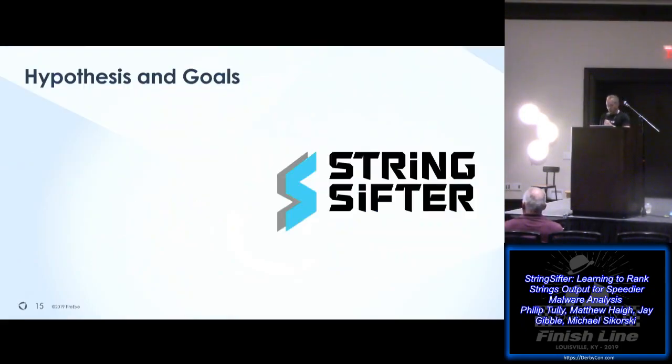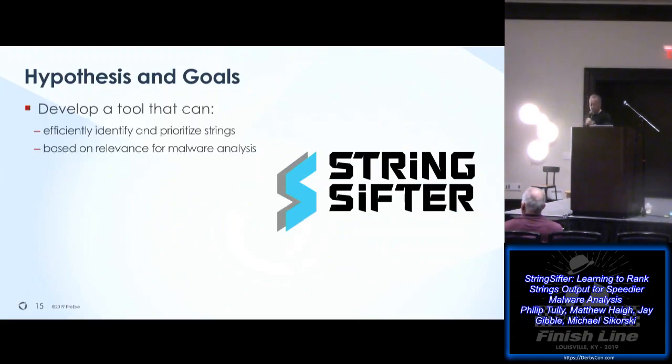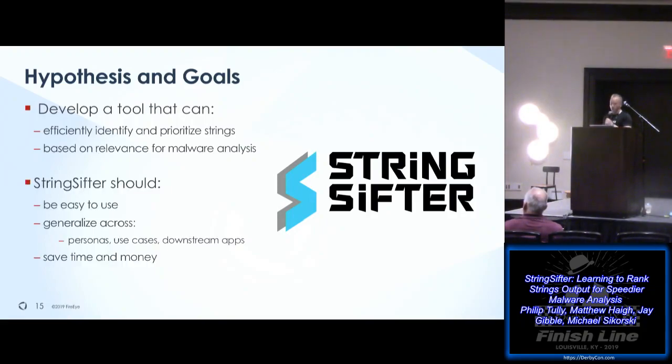So that brings us to the goal that we're trying to achieve with StringSifter. The idea is to develop a tool that can identify and prioritize these strings in order of relevance for malware analysis. And we want to do that in a way that's easy to use, that can generalize across all users with just a couple of keystrokes, and that ultimately saves time in malware analysis. So how do we do this?